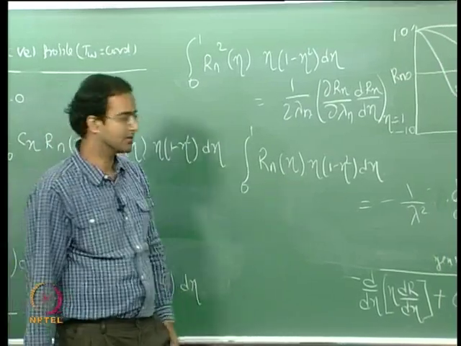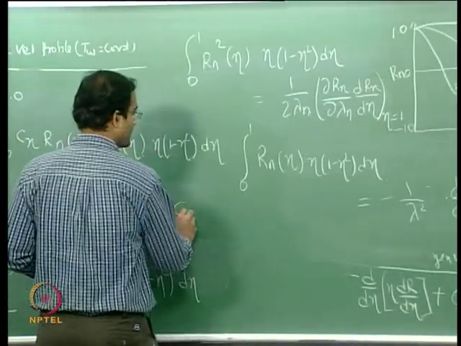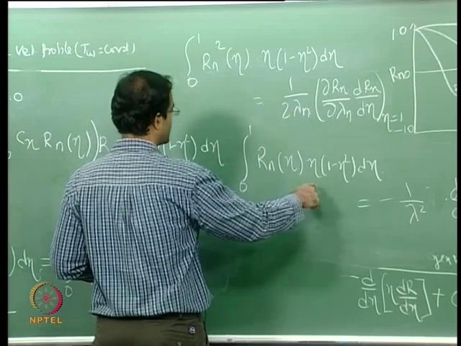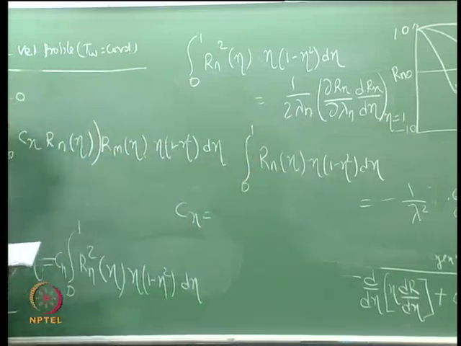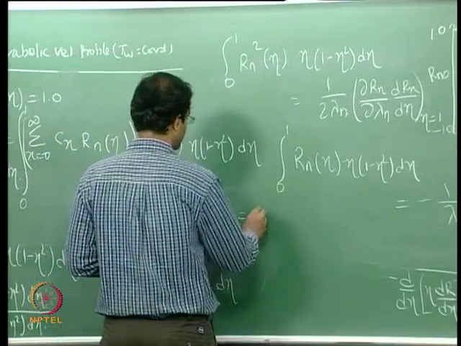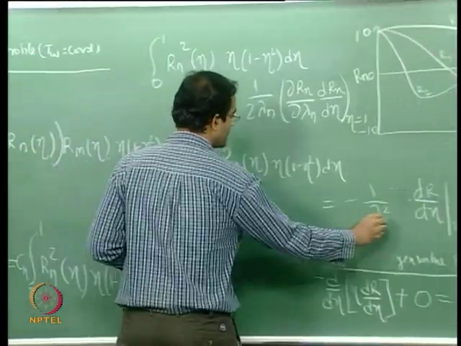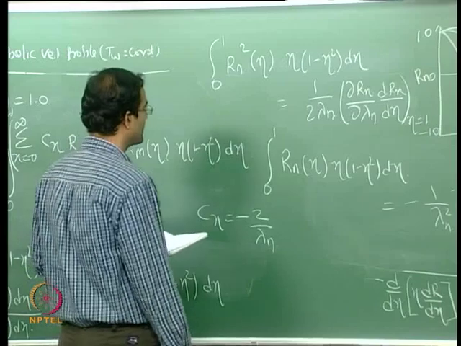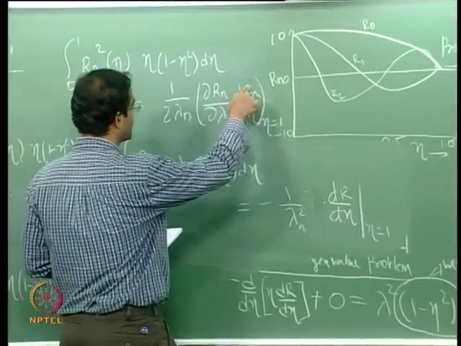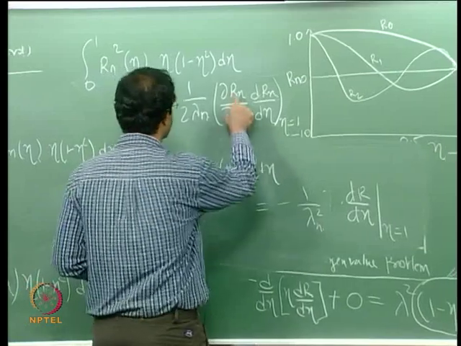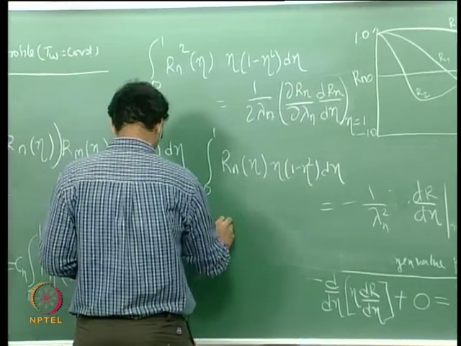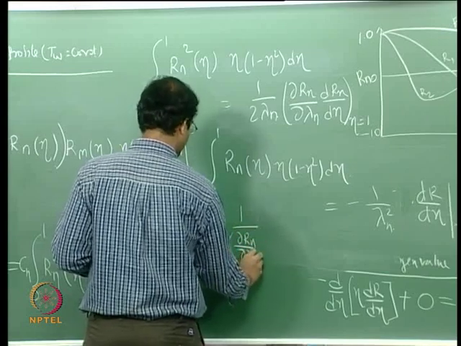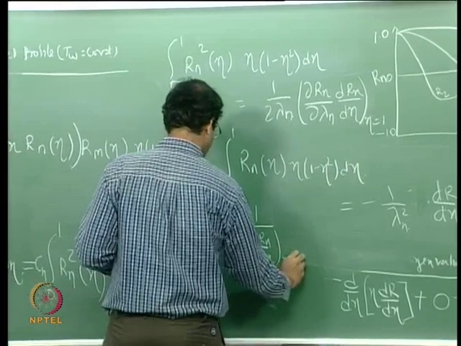Okay. So therefore now I can write my constant Cn. If I substitute for this integral and this integral, what will be the constant? Minus 2 by lambda n, and so this will be dR by d eta at eta equal to 1, and in the denominator dR by d eta, these two will cancel off, so you have only this in the denominator, so you have into 1 by dRn by d lambda n corresponding to eta equal to 1.